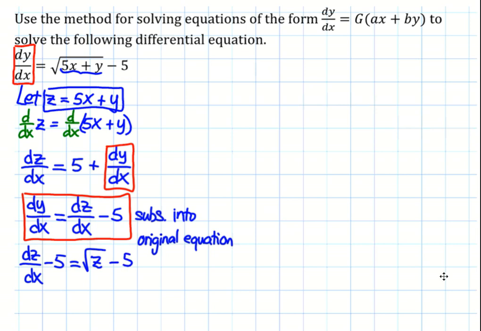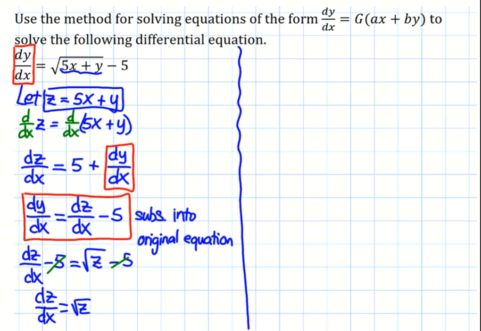Right. Now this is convenient because we do have negative 5 on both sides. So we will just cancel the negative 5 on both sides. So we have the derivative of z with respect to x is equal to square root of z. That is very easy to do with a simple separable equation.